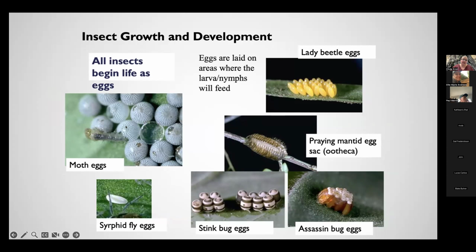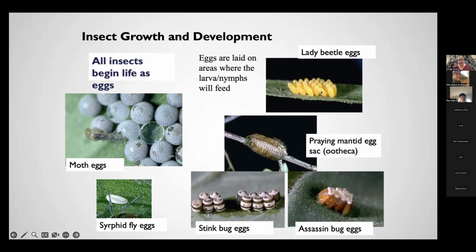So here's an example on the left of what moth eggs can look like. Syrphid fly eggs, stink bug eggs. Although this ranges considerably, this is just one species that has these like barrel stink bug eggs. Assassin bug eggs, praying mantid eggs, ladybird beetle eggs.